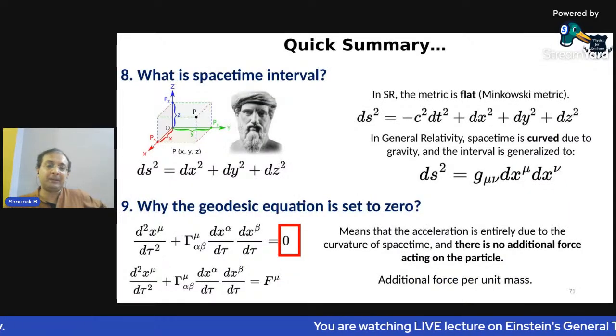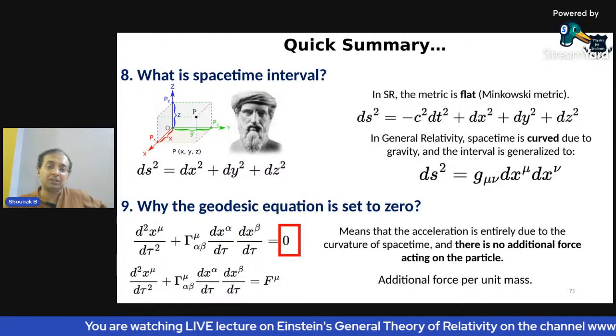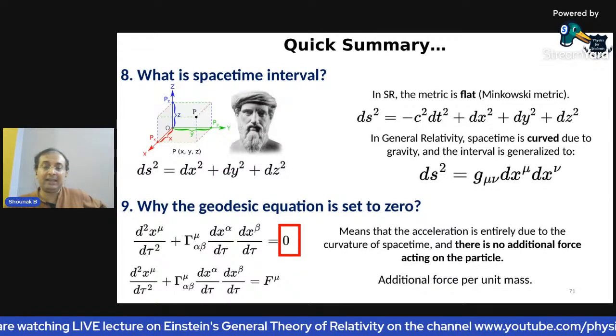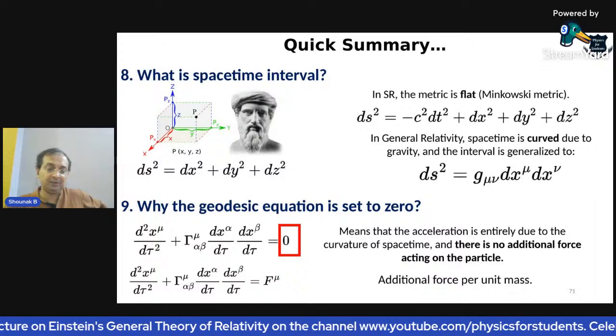And we learned about the space-time interval. And why the geodesic equation is set to 0? Because there is no external force happening over there.